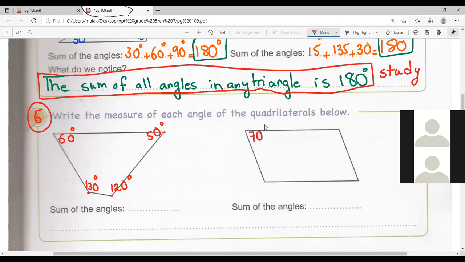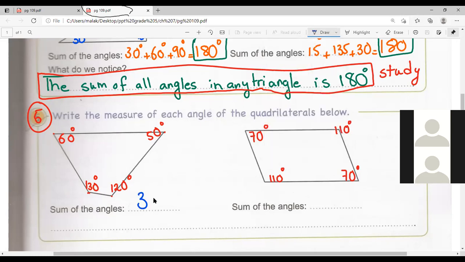In the parallelogram, every two opposite angles are equal. So if this one is 70, and here also opposite to it 70. Here 110, 110. Always every two opposite angles are equal. Okay. Let's add them together. How much is the sum, Mohammad Ajawi? What did you say?